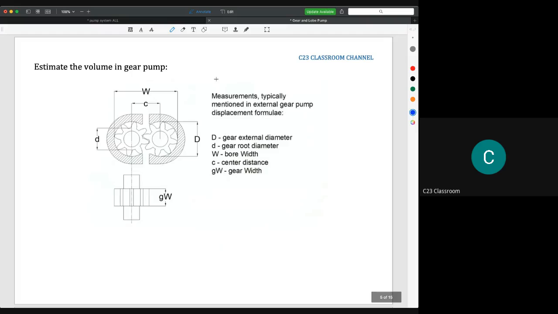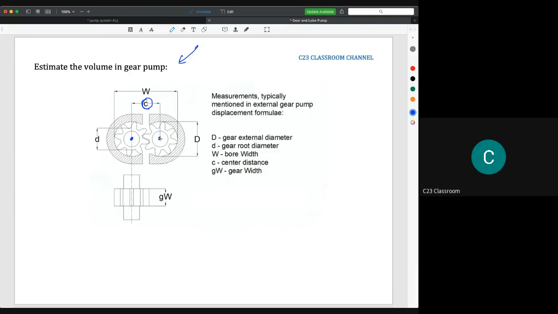Okay, so this is the estimation of the volume in a gear pump. The most common dimension that you can get from the gear pump is, first, the value of C. C means the distance from this center point to this center point, because we have two gears, so this is the distance between the two center points.